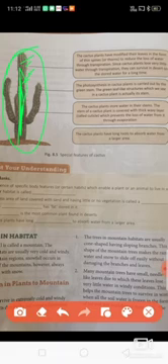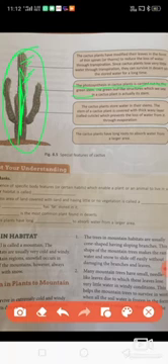Because as we have studied, the leaves of plants conduct photosynthesis. But in the case of cactus, the stem of the plant is able to conduct photosynthesis. So that is why the stem is green in color. Okay, and next, photosynthesis in the cactus plant is carried out by the green stem.